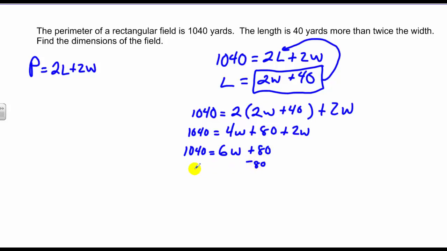Subtract 80 from both sides. I get 960 is equal to 6W. Take and divide 960 by 6, and I get 160.